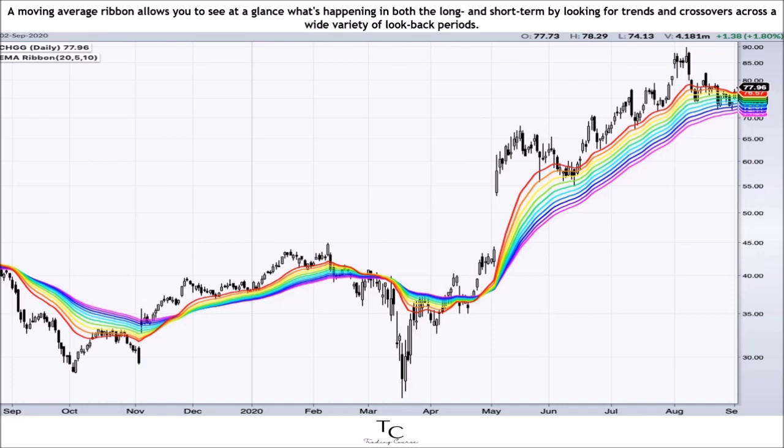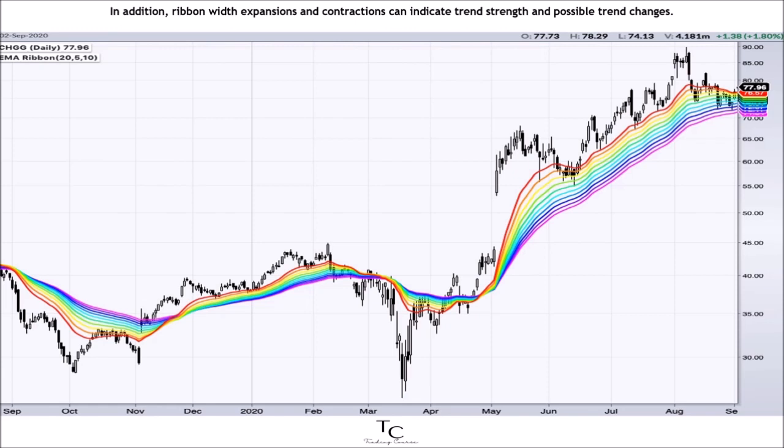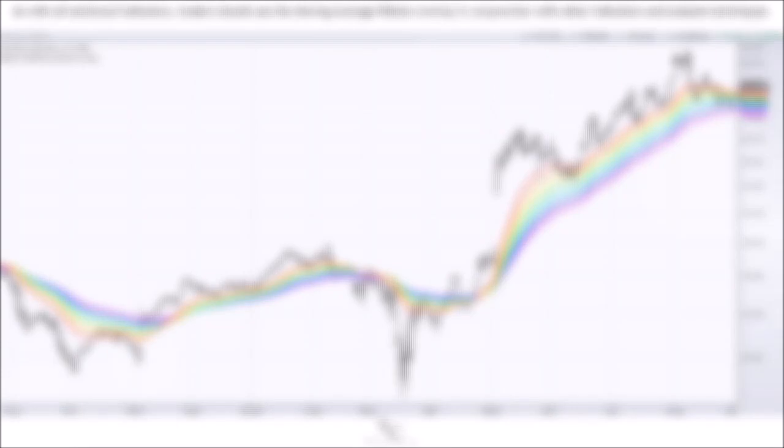A moving average ribbon allows you to see at a glance what's happening in both the long and short term by looking for trends and crossovers across a wide variety of look-back periods. In addition, ribbon width expansions and contractions can indicate trend strength and possible trend changes. As with all technical indicators, traders should use the moving average ribbon overlay in conjunction with other indicators and analysis techniques.